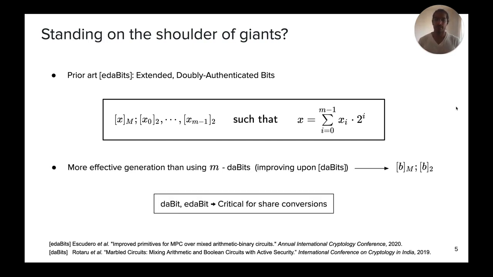EDABITS improves upon a prior work called DABIT, where you can generate a single bit in both the arithmetic as well as the Boolean sharing form. And it's improving that, instead of using MDABITs, you can do it much more efficiently. So that's the core contribution, using techniques such as cut and choose. And both these primitives are extremely crucial for primitives such as share conversion, which are quite useful in designing efficient protocols for comparison.